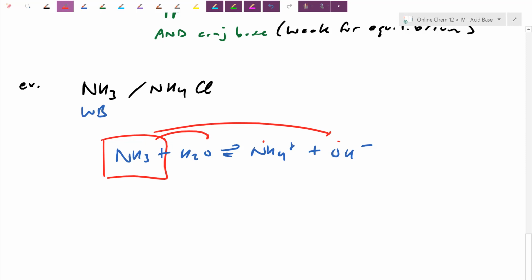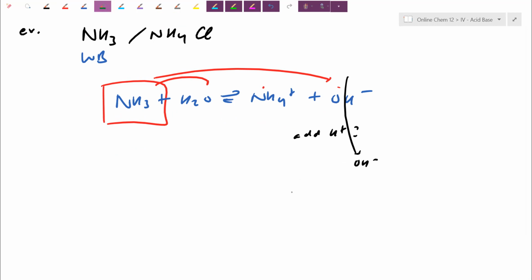So far, which way am I able to shift? Because I have a lot of ammonia, you can add H+. If you add H+, it's going to neutralize the OH-. It's going to try to shift the equilibrium to the right. Great, I have a lot of ammonia to shift right, no problem. Same problem though, what if I add OH- instead? A buffer needs to be able to do both.